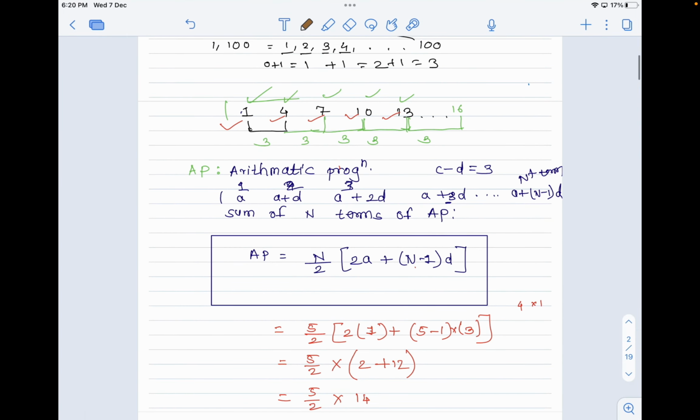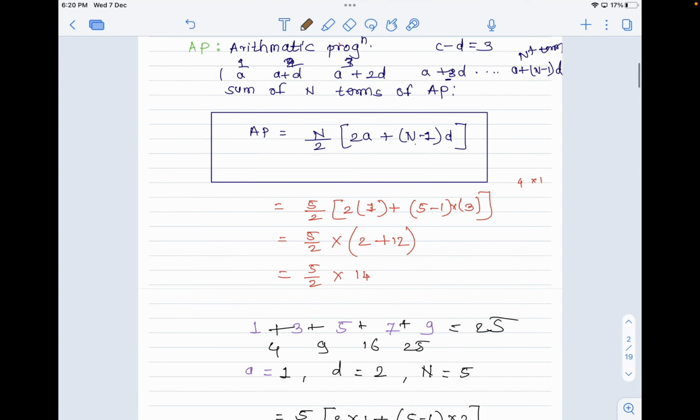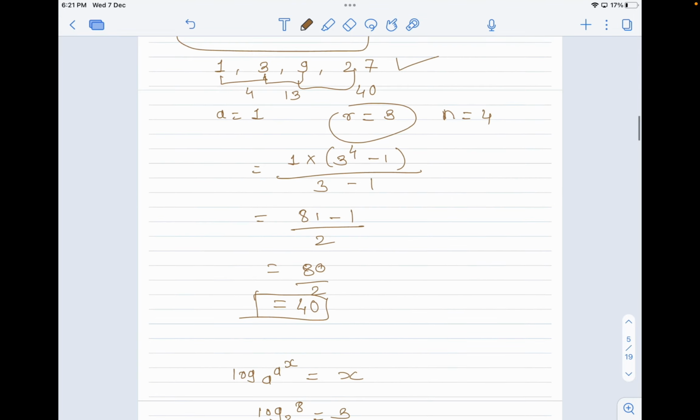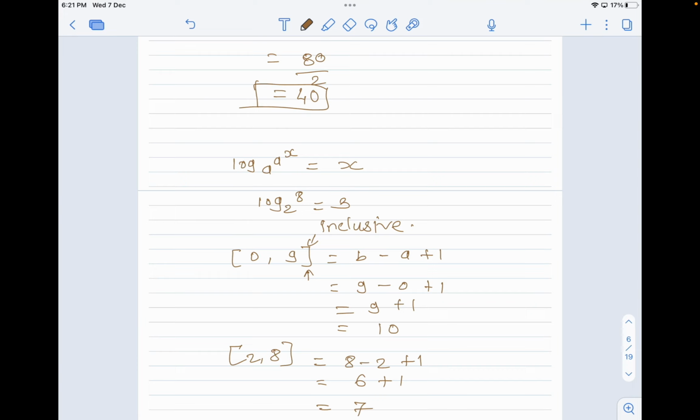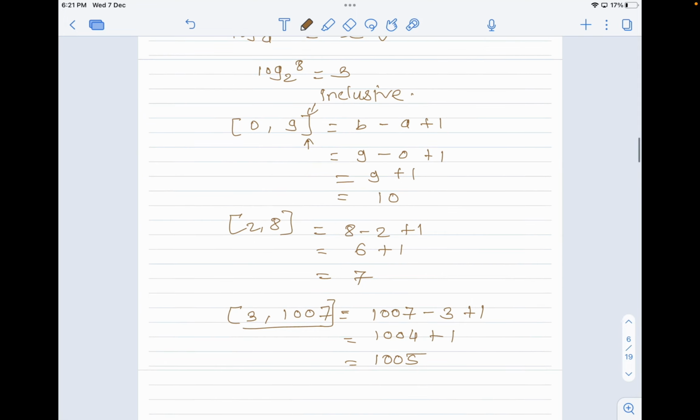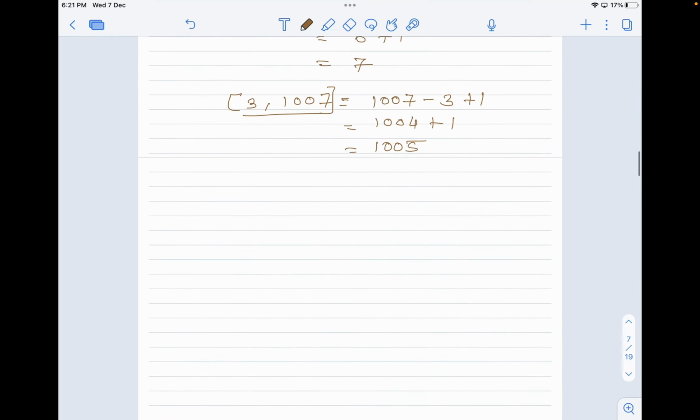So this is arithmetic progression, where we see the common difference between two numbers, meaning in a term, and there is a formula for it. For GP we have this formula. So let's box these two. And log base a power x is nothing but x, the log base 2 of 8 is nothing but 3. So 0 to n number count inclusive, we will say b minus a plus 1, which is nothing but 10. So this is just basic.